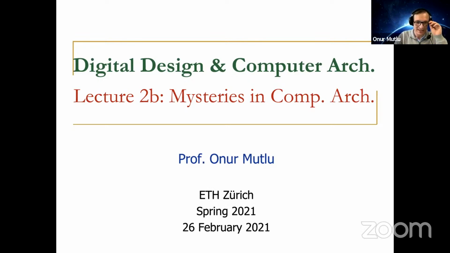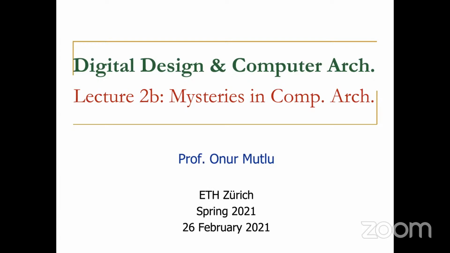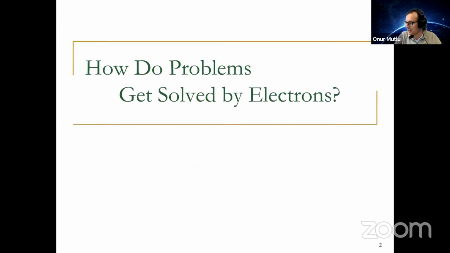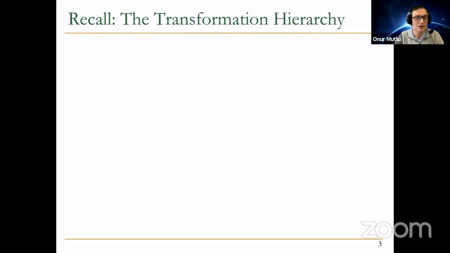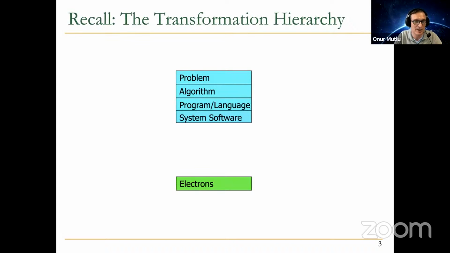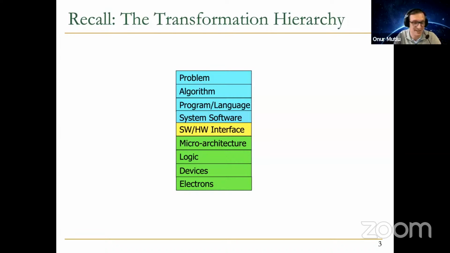Okay, so let's jump into the fun part of today. Well, I guess the previous part was also fun. But now we're going to talk a little bit more about the mysteries that we briefly mentioned yesterday. Remember, yesterday we were talking about how problems get solved by electrons. Just to jog your memory, I'm going to show this picture of the transformation hierarchy. We want to communicate a problem to be solved by electrons in modern technologies. That needs to be described as an algorithm written in a programming language, executed on system software, and translated to an ISA, which gets implemented in the microarchitecture using logic gates and devices, essentially.